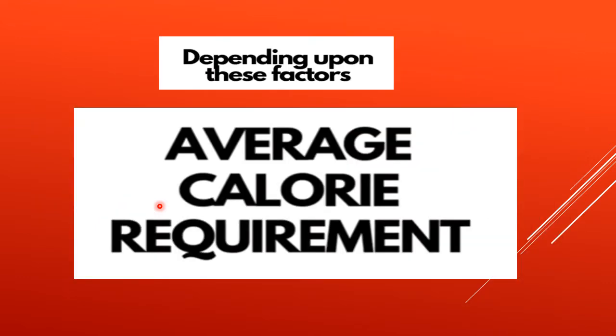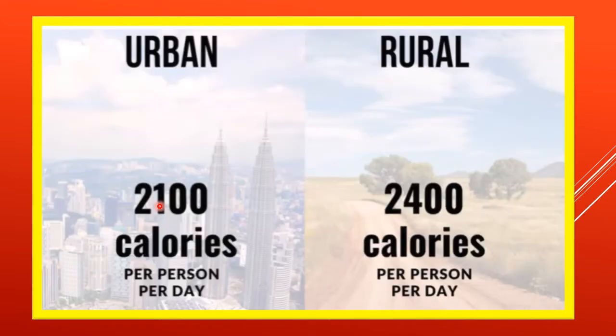Now depending on these factors, which factors? The age, the gender, and the type of work, we have measured the average calorie requirement for the urban as well as the rural areas. In the urban areas, a person needs to consume at least 2100 calories per day, whereas in the rural areas, a person needs to consume at least 2400 calories per day.